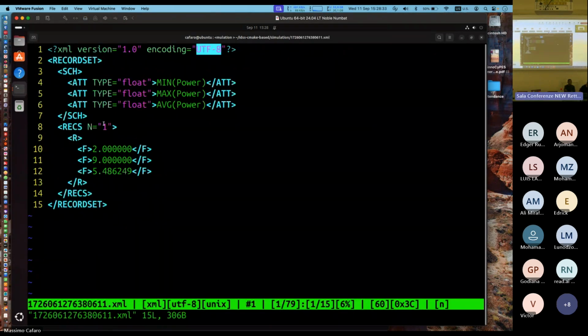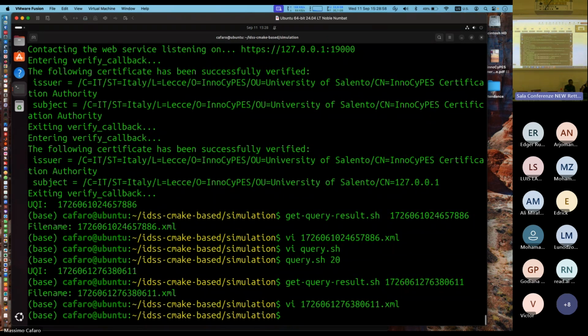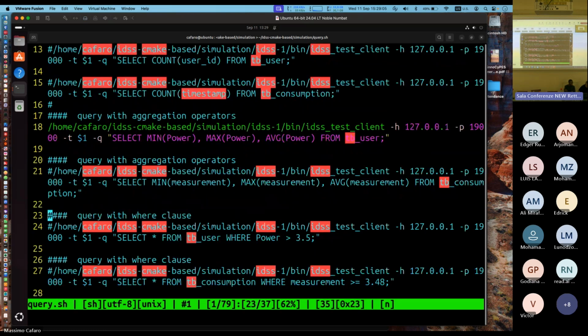So we got one record in return, which includes the minimum power, 2 kilowatts, the maximum power, 9 kilowatts, and the average power, 5.48. So this has been done computing these statistics in a distributed fashion over 1,000 instances. Now, I will show the same query that we ran before, running the query for less than 20 seconds.